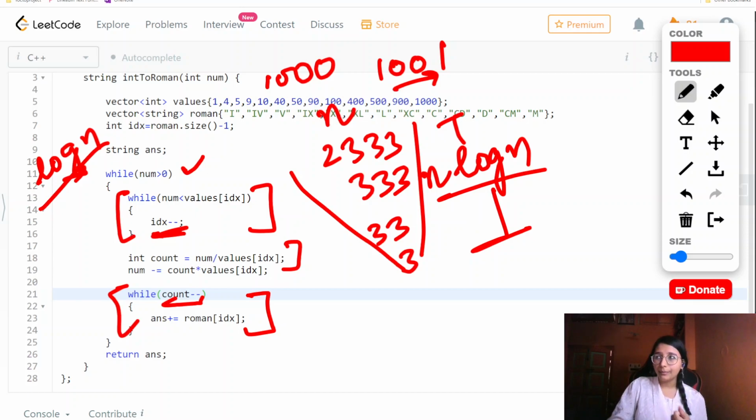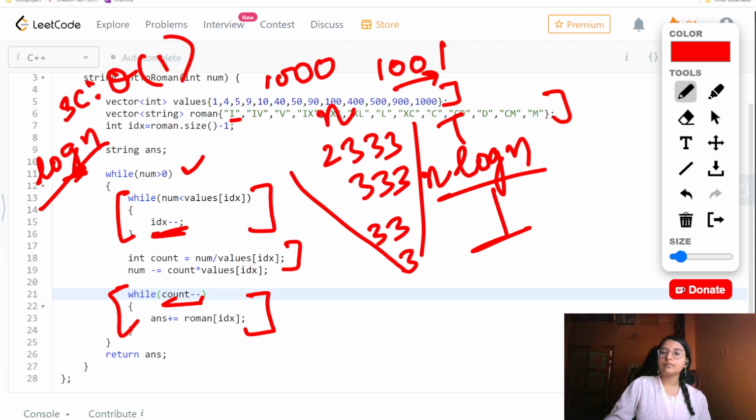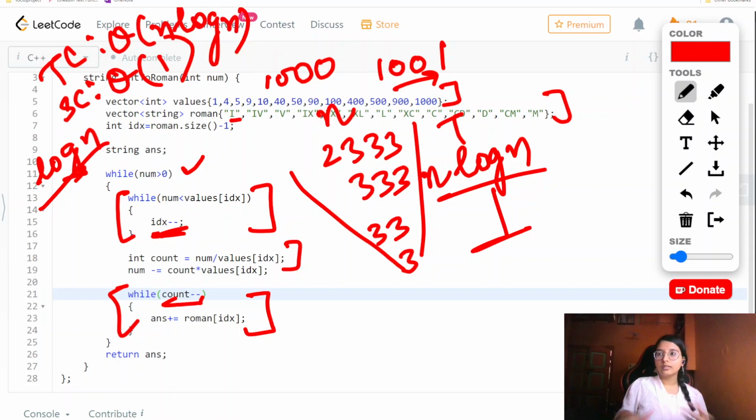And about the space complexity, that is constant because we are having only constant numerals, an integer value and a string value, this much is there. So that's why the space complexity becomes order of 1, but the time complexity becomes order of n log n. So that's how the space complexity and time complexity are there for this particular question.